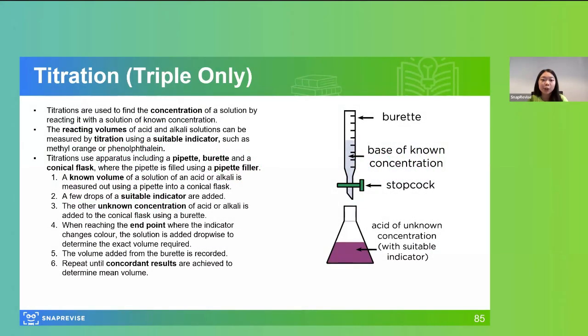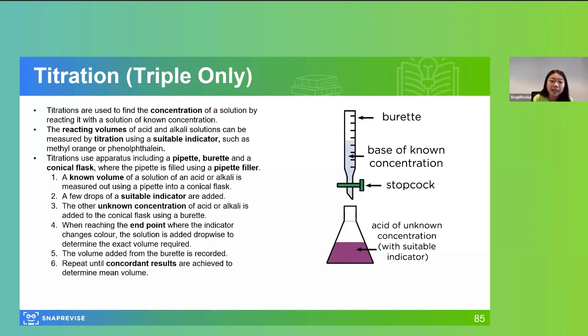Reactivity series. Titrations, this is mainly for triple. I think there is a little bit for combined sciences that they need to know a bit about it, but it's mainly for triple. So I'm just going to talk about titrations. If you plan on doing A-level chemistry, you're going to do titrations a lot. So I'm just going to break it down for you.